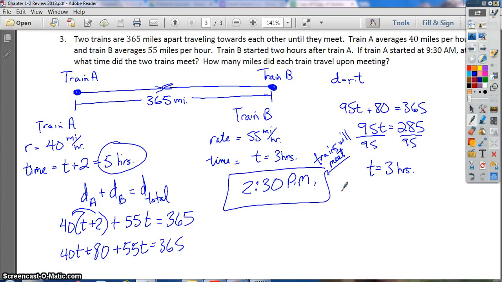Okay? How many miles did each train travel? Well, train A will have traveled whatever 5 times 40 is. So 200 miles. You can subtract 200 from 365, or you can do 55 times 3. Your choice, really. But the distance train B travels should be 165 miles, because these need to add up to 365. That's an easy check. And then you answered all your questions.